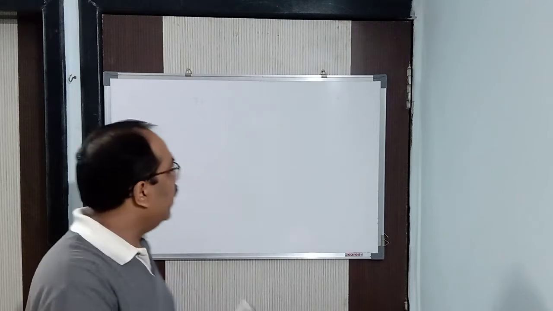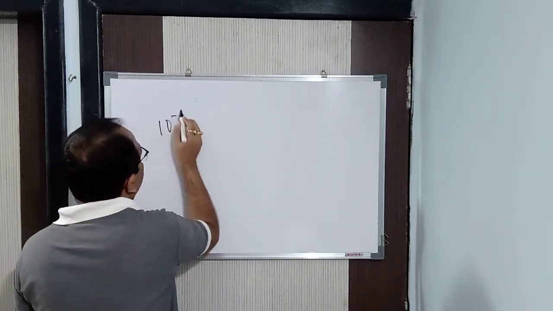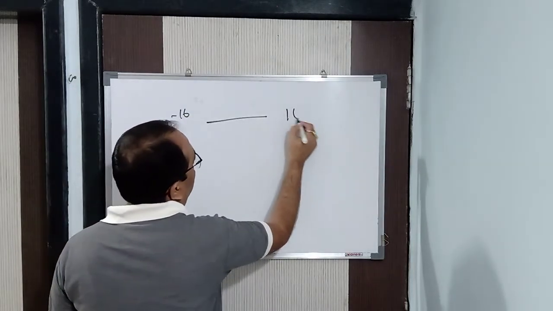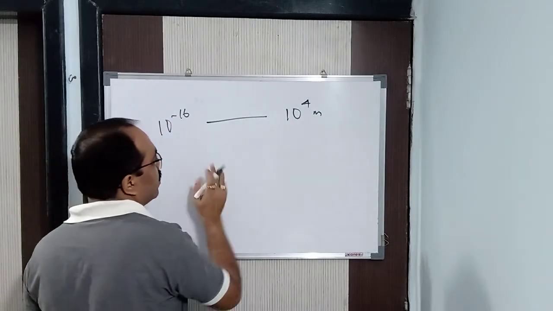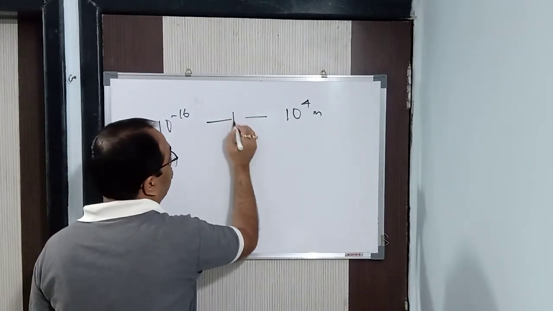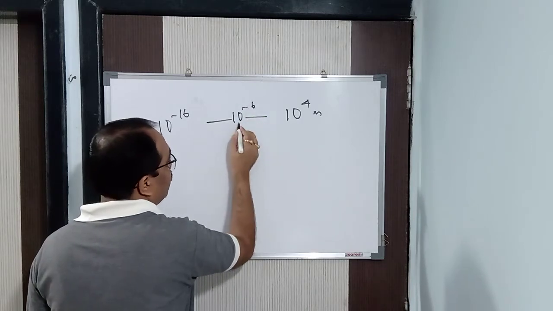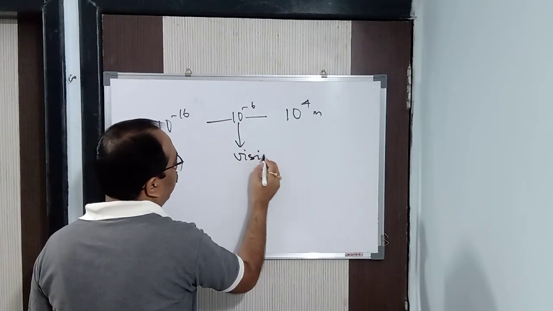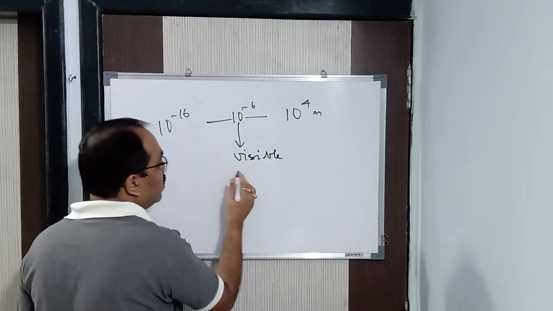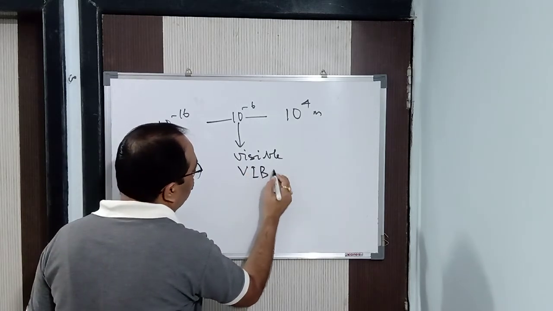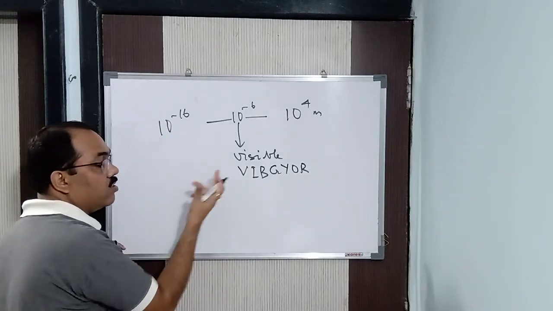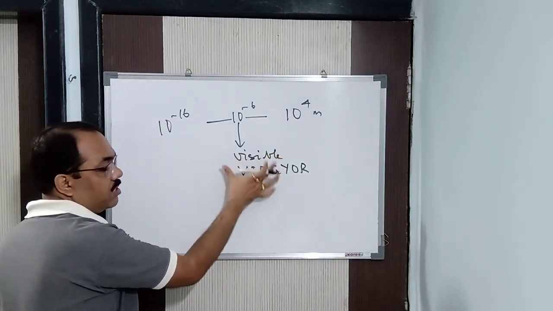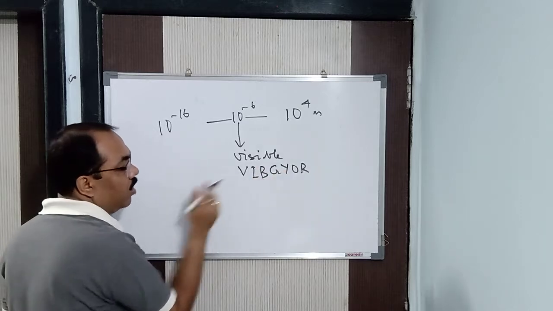Generally the electromagnetic spectrum, in terms of wavelength, ranges from 10 to the power minus 16 to 10 to the power 4 meter. In between you will get 10 to the power minus 6 meter, which is your visible wavelength, your visible rays. Visible is nothing but VIBGYOR.